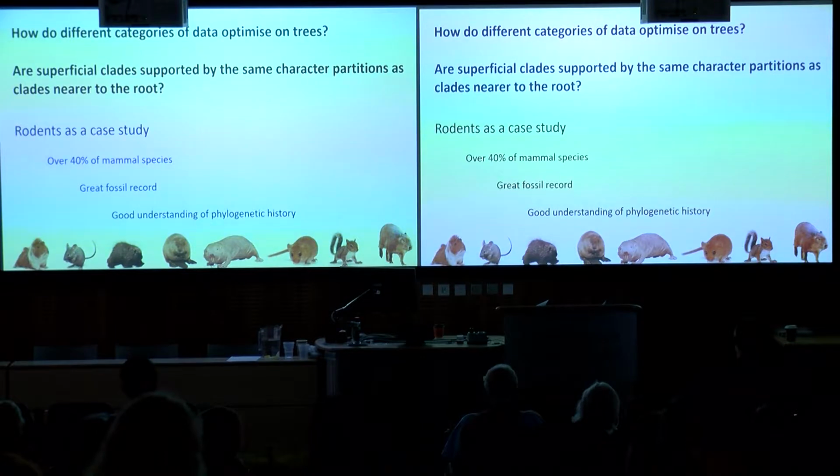And rodents make quite a good case study for this because they comprise a huge chunk of mammalian diversity. They also have a great fossil record, and our understanding of rodent systematics has improved in leaps and bounds over recent years, so we have a pretty good idea of how they're all related to each other.